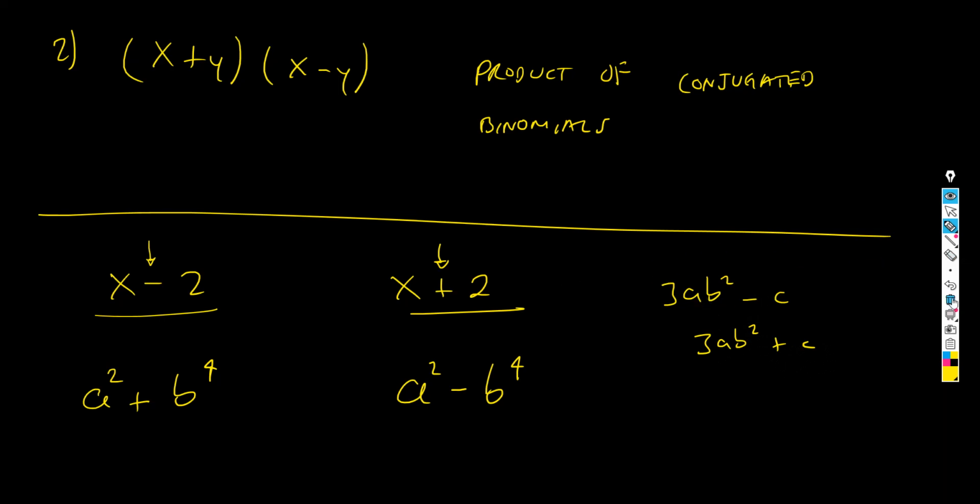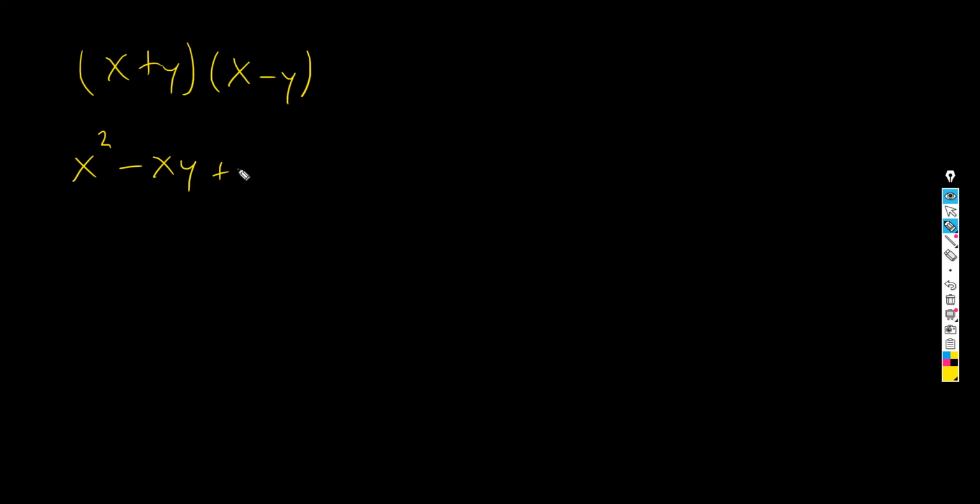Those are conjugated binomials. And what do you get when you multiply them? When you multiply conjugated binomials? Let's see very quickly. So we have x plus y, and its conjugated binomial x minus y. x times x, x squared, x times minus y, minus xy, plus y times x, you have this, and plus y times minus y, it's going to be minus y squared. These two like terms add up to 0, and finally the answer is x squared minus y squared.